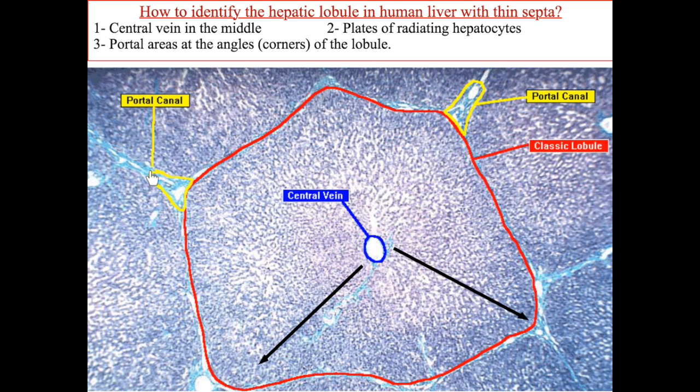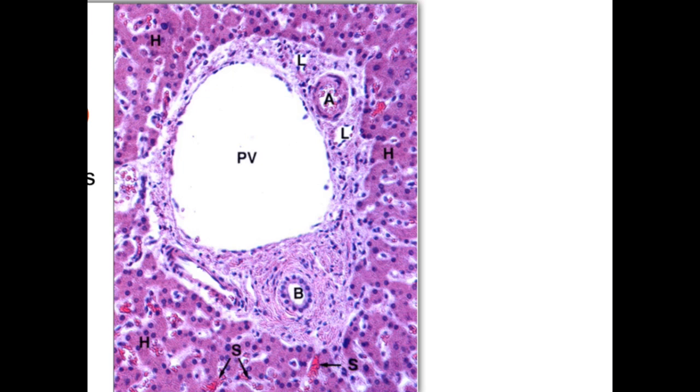You will notice that we have a connective tissue containing branches of the vessels, and this is the portal tract or portal canal. So this is a portal canal, this is a portal canal. Also here we have a portal canal, and maybe also in the other corners. This is a very nice picture for the portal tract.